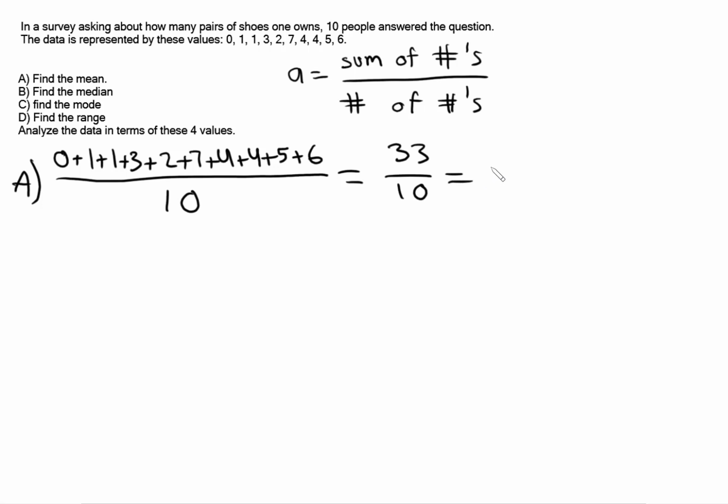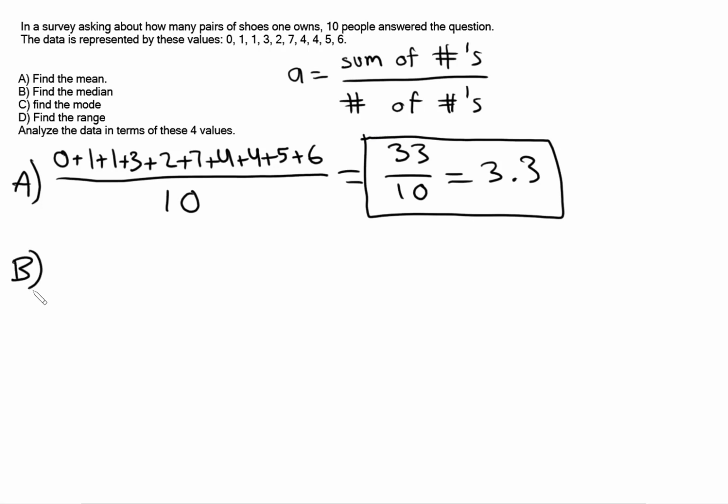You can write this as a decimal or leave it as a fraction, but this value is going to represent the mean. Now we'll talk about how to analyze the data in terms of the mean at the very end. Part B says find the median. For the median, you have to find the middle value. And in order to find the middle value, you have to make sure that all your data points are organized from lowest to highest. So we're going to do that first.